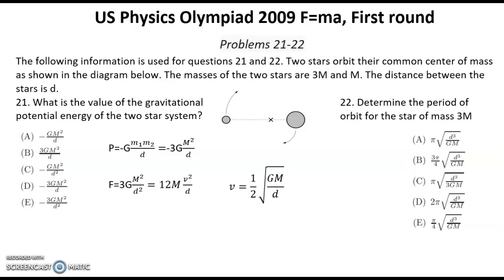And now to find what is the period, we just need to use this formula. Period equals 2πr over v, where r is the radius of orbit. In our case it's 1/4 d, and v is already counted. So finally we have this result, which is the correct answer A.